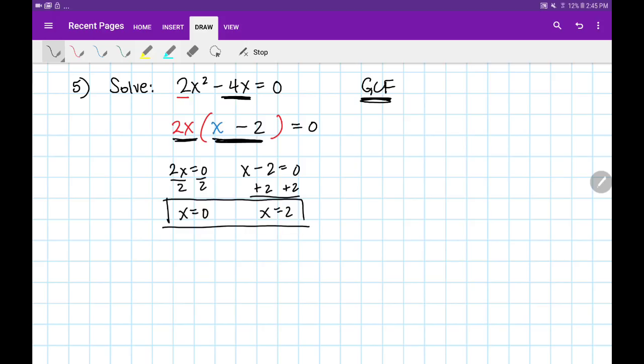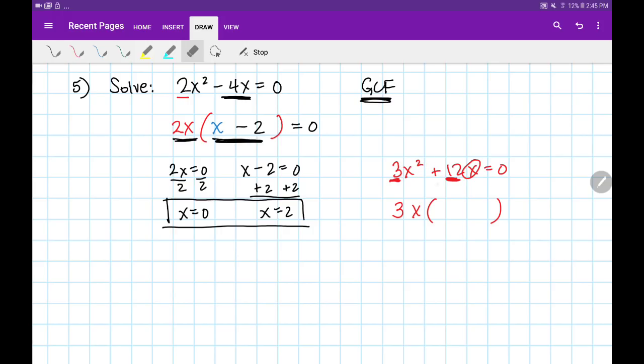So I'll show you another one so you can recognize how quick and simple it can be. And then we'll move on. So 3x squared, let's say, plus 12x equals 0. So again, the number that I can factor out from both of these terms is a 3, and then they can also give up an x.